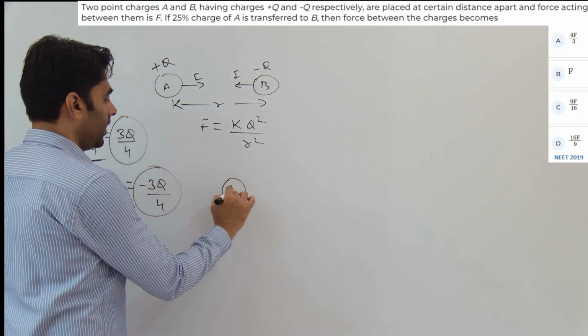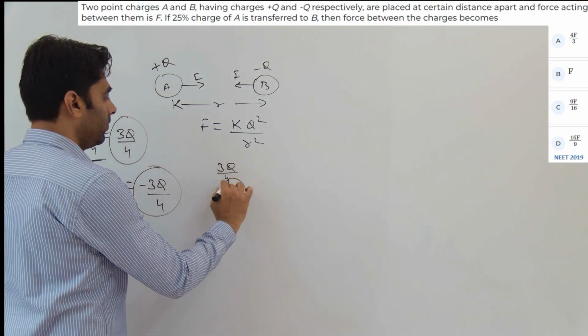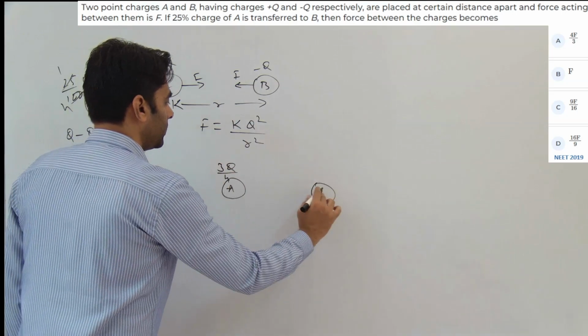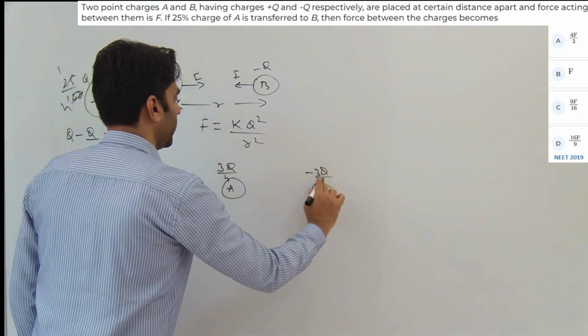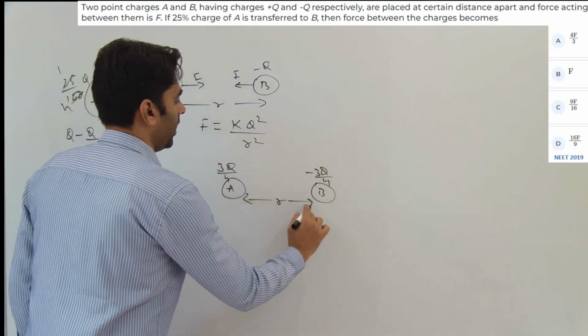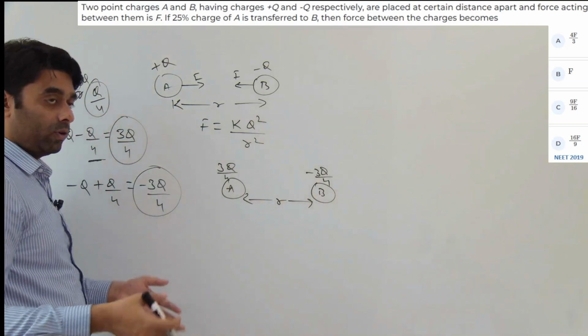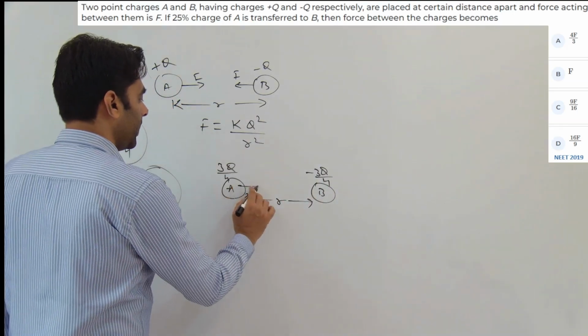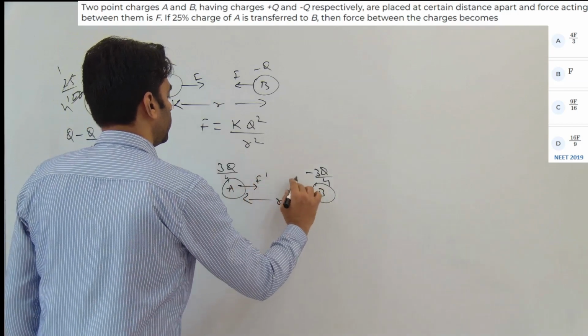So on A we have charge 3Q by 4, and on B we have charge minus 3Q by 4. Separation is still R only. Let us write down the new force. What is the new force? Let's call the force F dash.